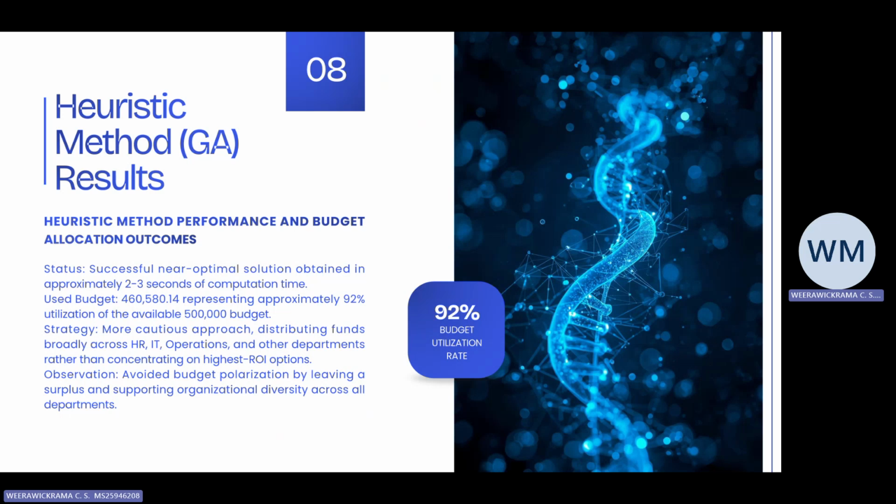Unlike the exact method, which aggressively pushes the highest performing departments to their absolute limits, the genetic algorithm distributed funds more broadly across the organization. This behavior is characteristic of stochastic search processes where the population evolves toward higher ROI areas but maintains diversity to avoid the mathematical death penalty of exceeding the total budget cap.